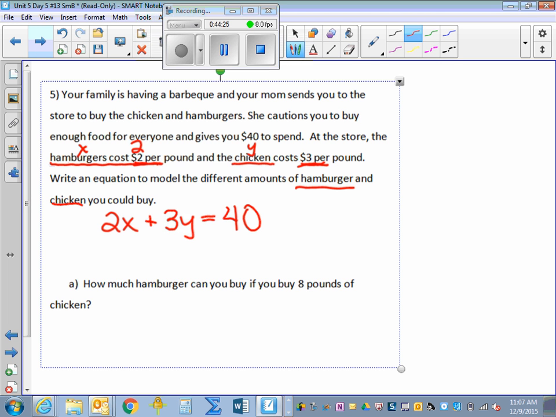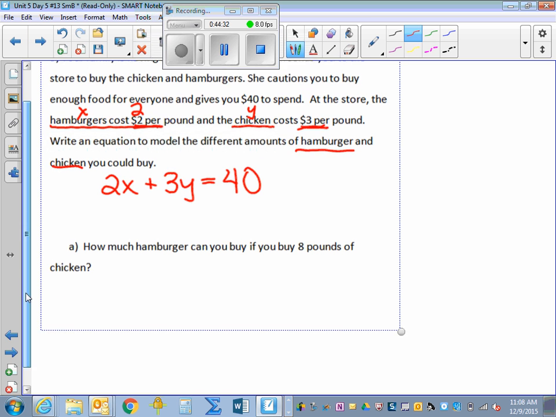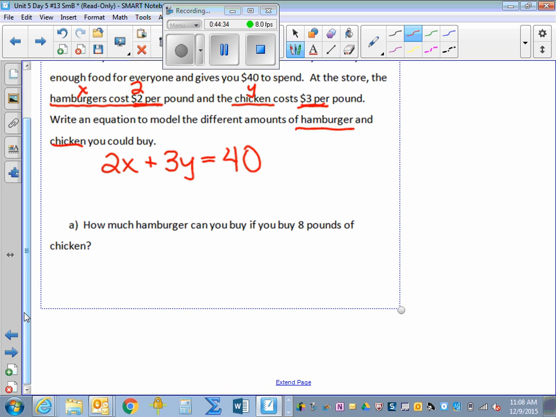Alright, so how much hamburger can Trey buy if he buys 8 pounds of chicken? So what information did they give us? 8 pounds of chicken. And chicken is what variable? Chicken is y. So they gave us y is 8. So let's put this into our equation: 2x plus 3 times 8 equals 40.